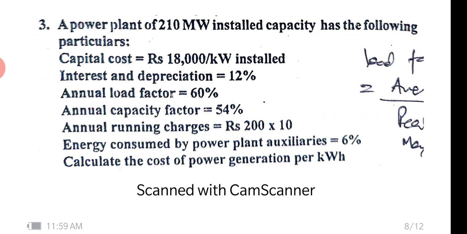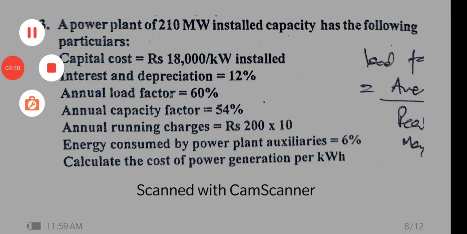The annual running charges are 200 into 10 raised to 6 rupees, and 6% of the power is consumed by the plant auxiliaries. Plant auxiliaries means in a power plant you will have a lot of motors, blowers, pumps, so they also consume energy. So if 100 units are produced, 6 units are consumed by the plant to run the plant itself. That is known as energy consumed by the plant auxiliaries. So we have to find out the per unit cost of generation.